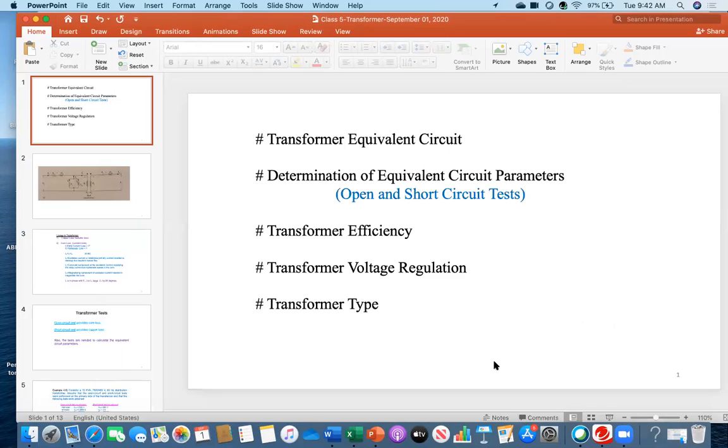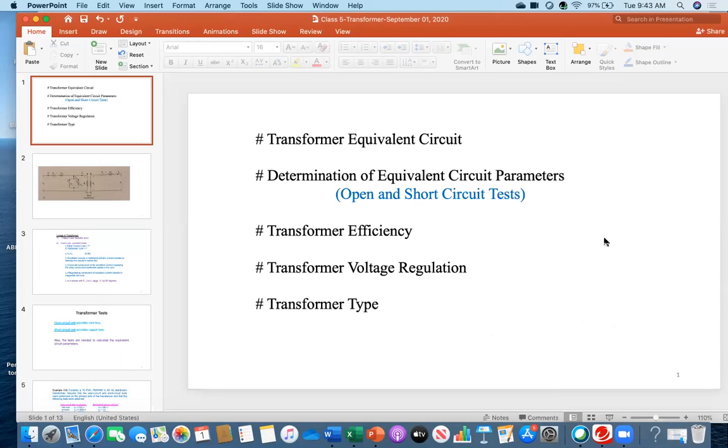Great. You know that we started the Transformer chapter. Last class, we looked at the working principle, followed by some numerical examples. Today, we will be looking at the transformer equivalent circuit. This means how we can represent a transformer. What is its equivalent circuit?